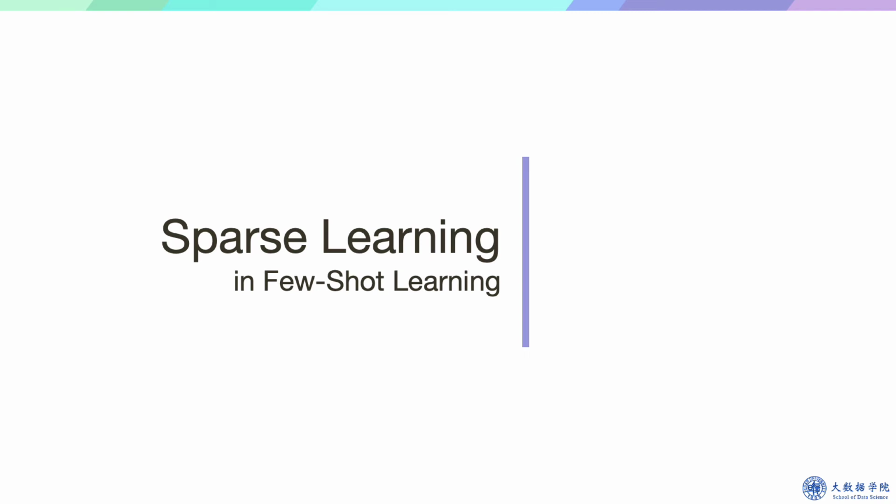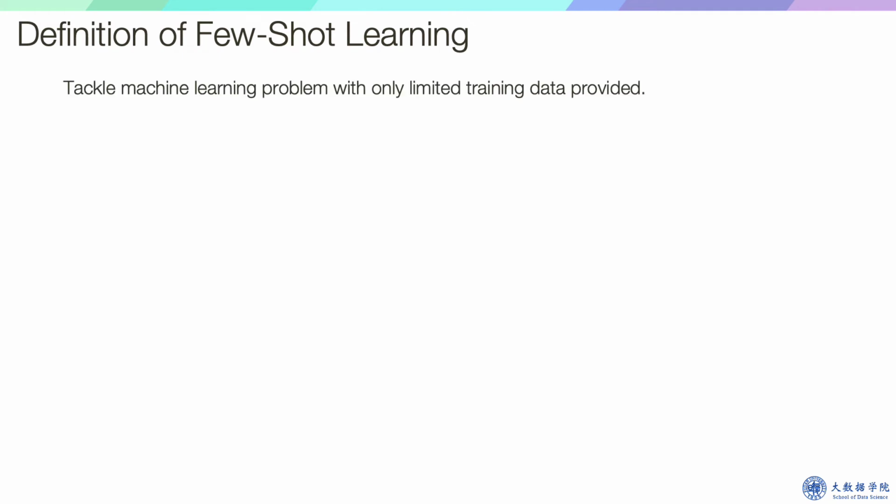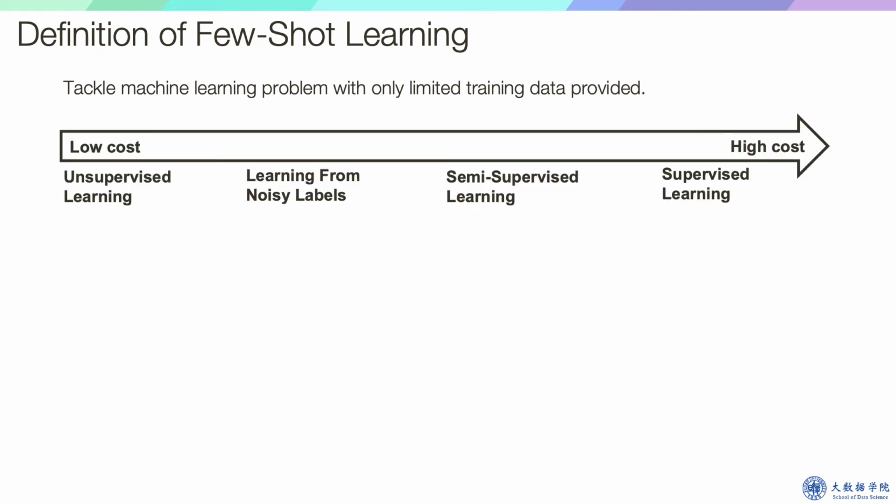Now we introduce some applications of sparse learning in noisy data. We first introduce sparse learning in the feature learning problem. Feature learning aims to learn a robust model with only a few training data available. If we consider the annotation cost, feature learning lies between unsupervised learning and learning from noisy labels, since we only need to annotate a few training examples.